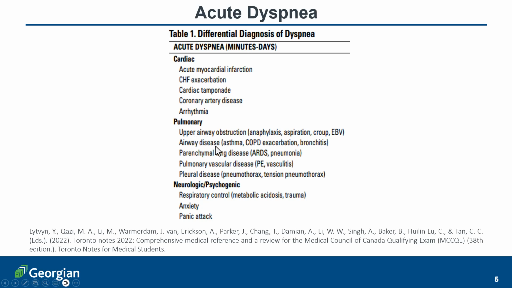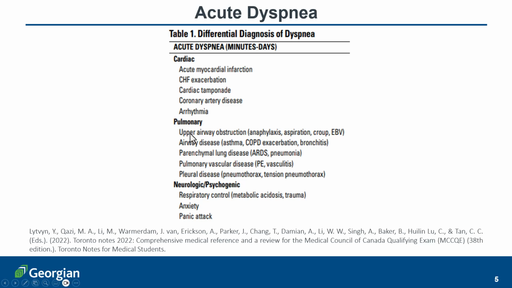Various airway diseases that we'll examine shortly, such as asthma and COPD, which are obstructive disorders, as well as acute bronchitis. Various parenchymal lung diseases such as ARDS, or acute respiratory distress syndrome, as well as pneumonia, which is an infection of the lower part of the respiratory tract. Various pulmonary vascular diseases such as pulmonary embolism, and various pleural diseases such as pneumothorax or tension pneumothorax.